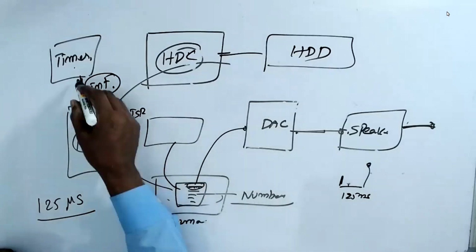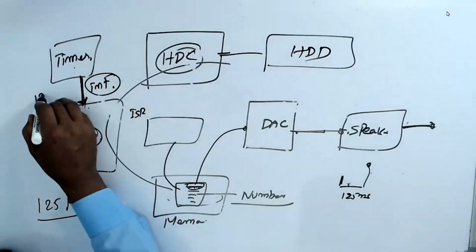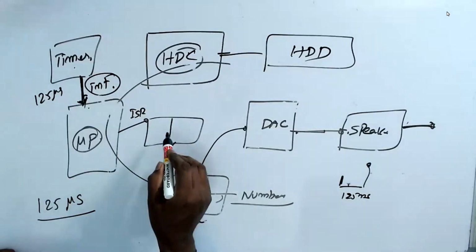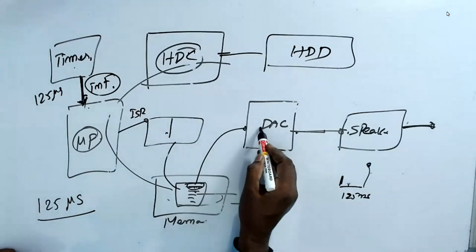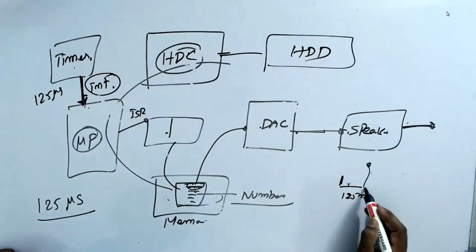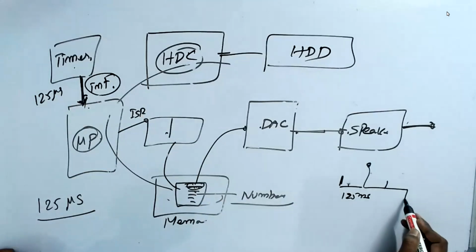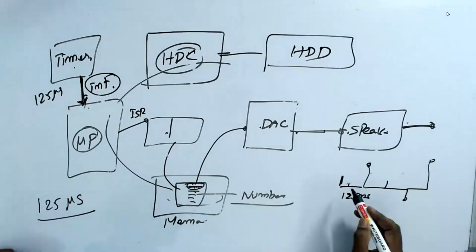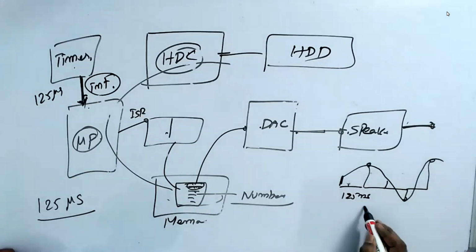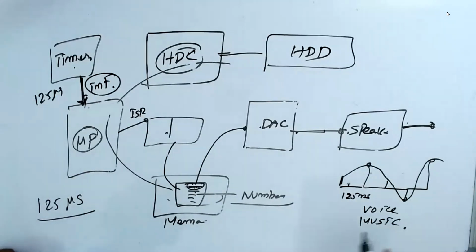Now, the timer is going to give you an interrupt every 125 microseconds. The ISR will be called that time. It will go and read the number and send it out, increment the pointer and go back. So every 125 microseconds, I'll get some data, then another data, then some data. So finally, if you see, this will be a waveform. That will be your voice or music. You understand now?